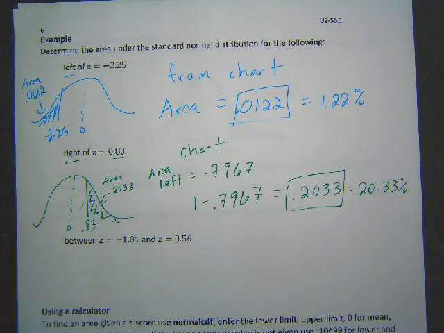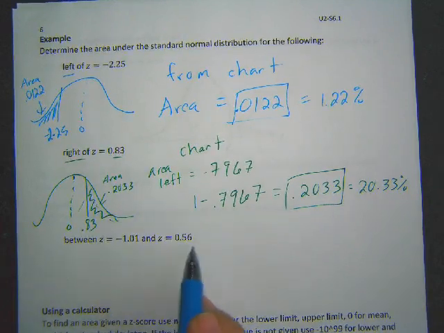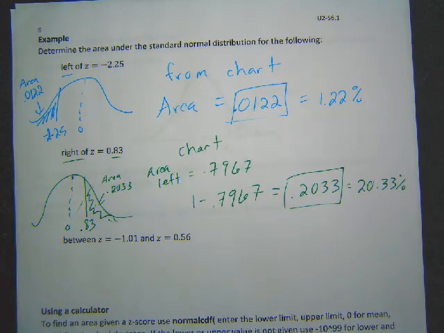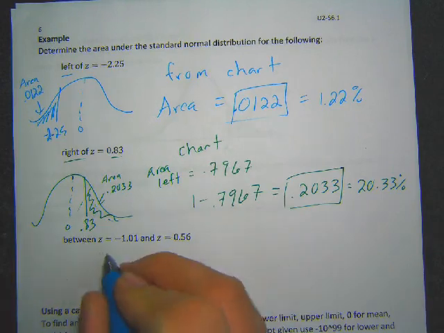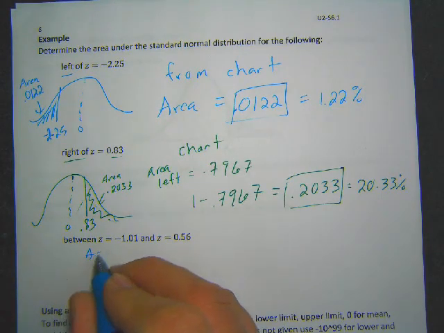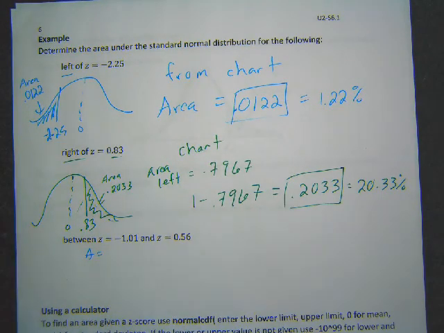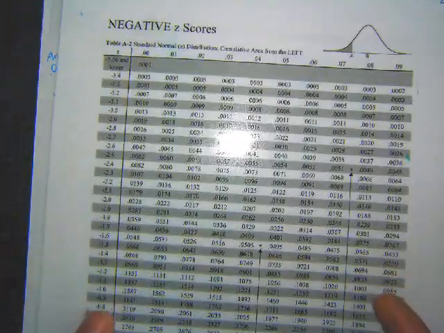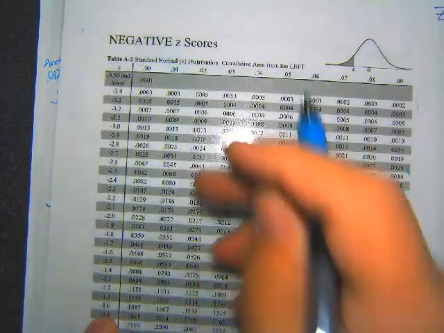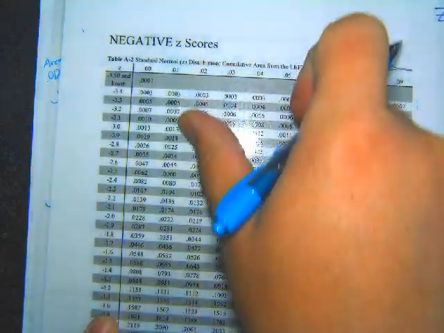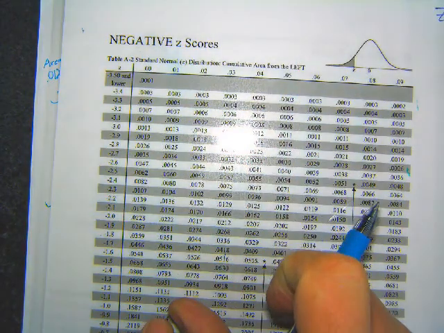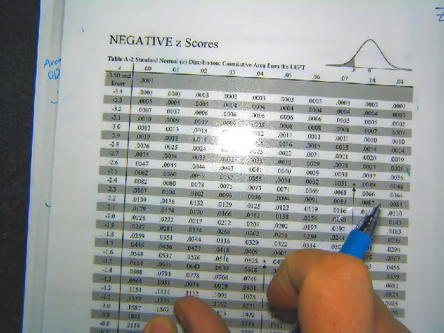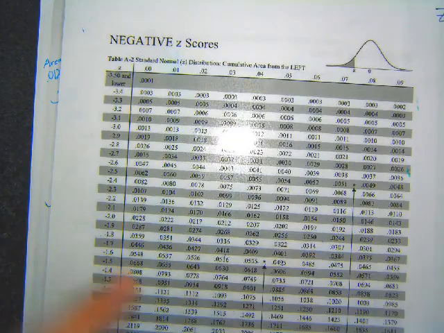So let's do between. I'm going between negative 1.01 and 0.56. First off, let's find the area for negative 1.01. I'm going to go back to the negative side and find negative 1.0. So negative 1.0 is all the way down here. And then we're doing 1.01, so I bring my 1 down to right there. And there it is, negative 1.01, which is 0.1562.